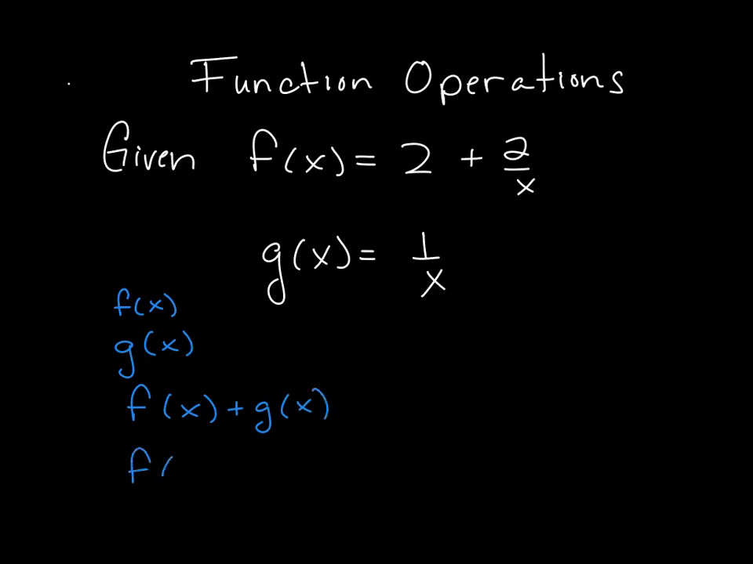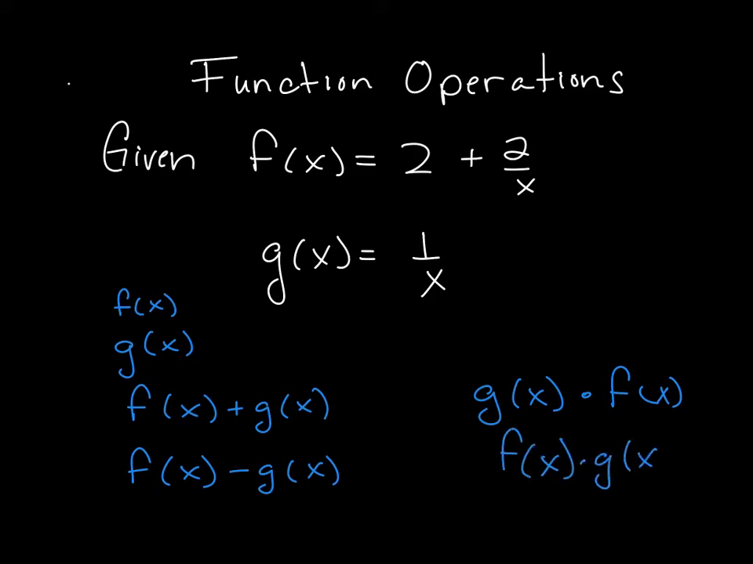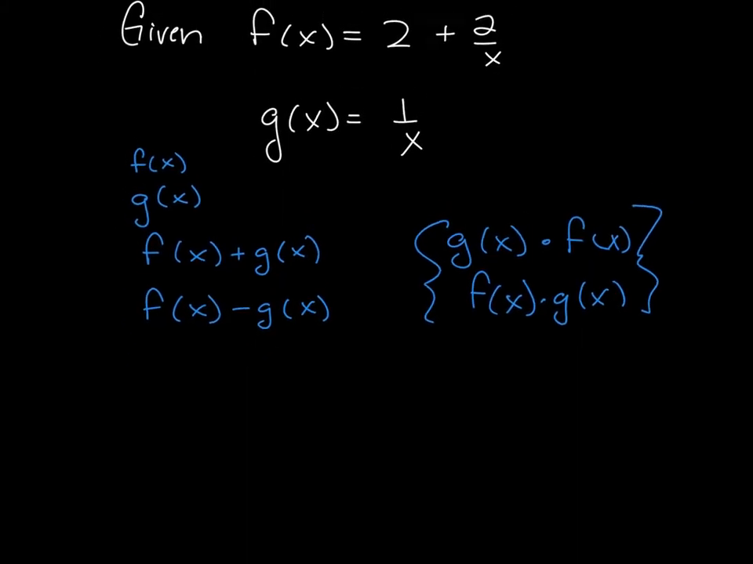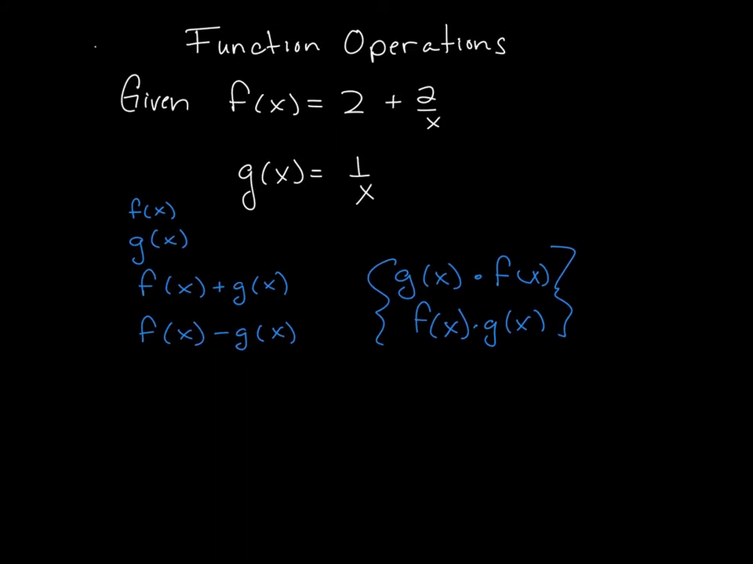You can subtract those two functions. You can multiply those two functions. Now, with multiplication, whether I say g of x times f of x or f of x times g of x, these two are the same because of the commutative property with multiplication. In addition to that, you can also go through and take f of x divided by g of x. These two are different. They are not commutative.